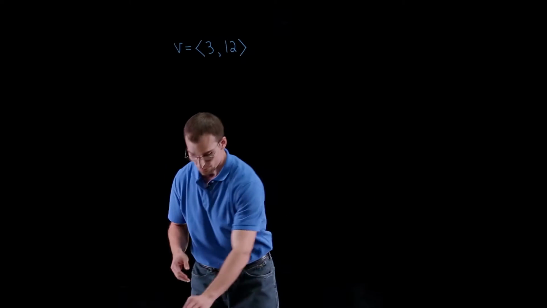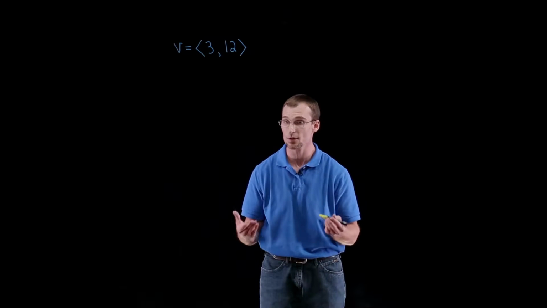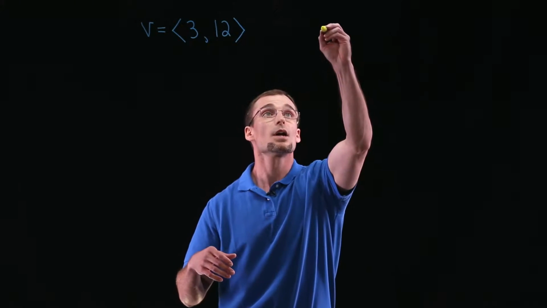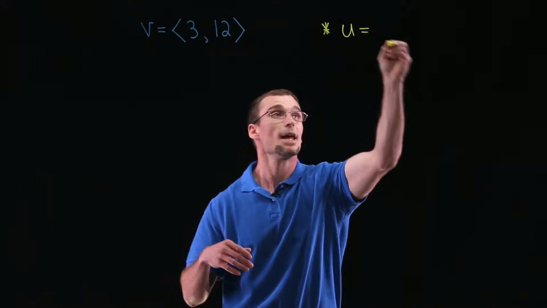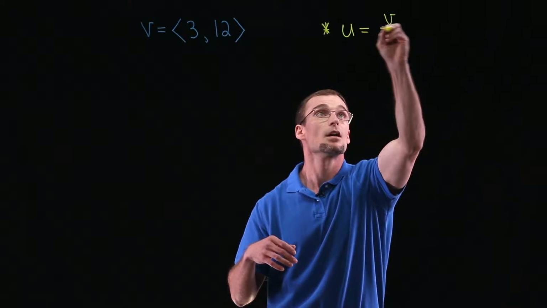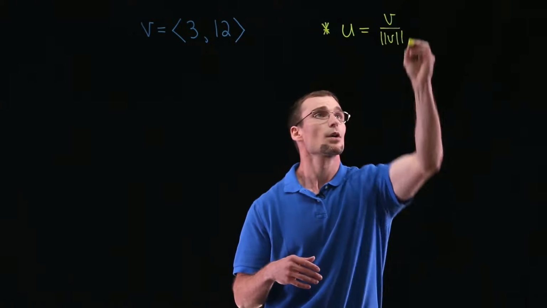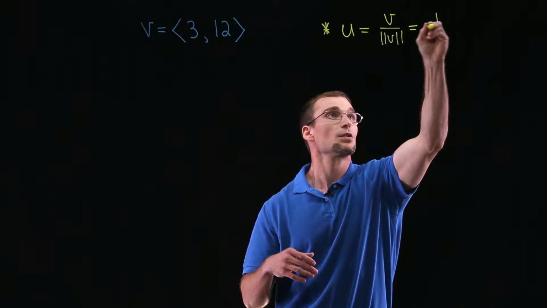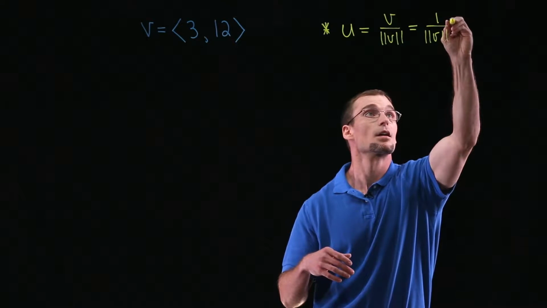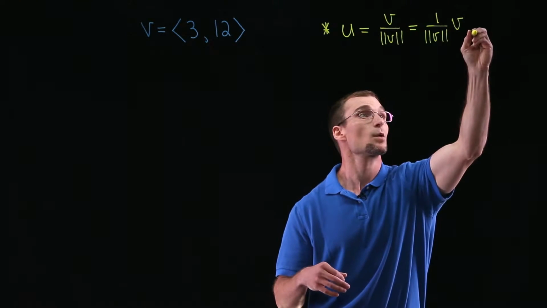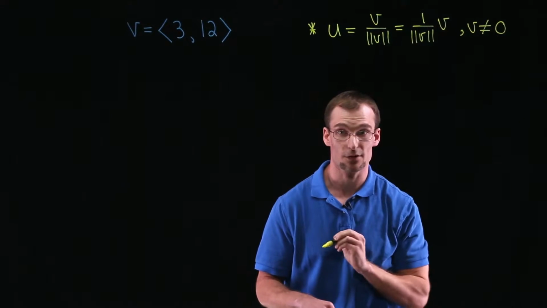So let's start with how we find a unit vector in the same direction as a vector v. To find a unit vector, which we'll call u, we take the vector v and divide by the length or magnitude of v. Another way of writing that is to multiply 1 over the length or magnitude of v times v, where, of course, v is a non-zero vector.